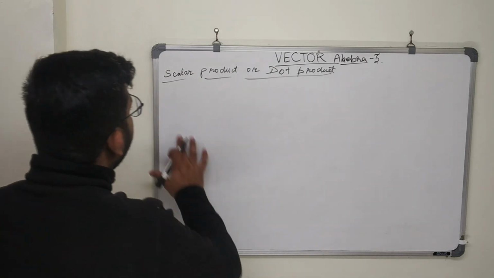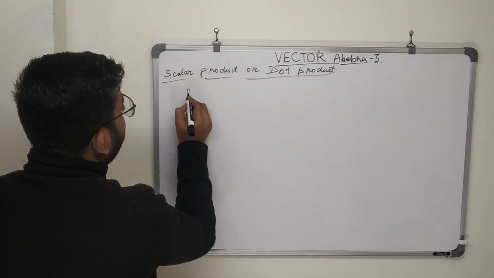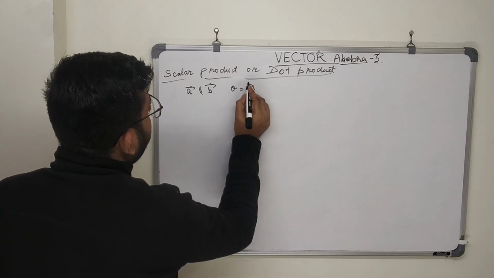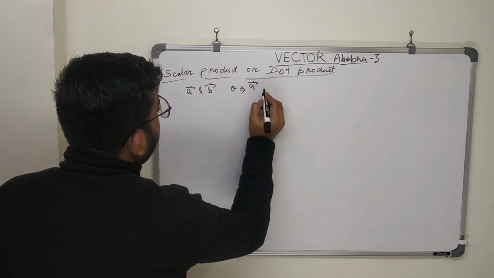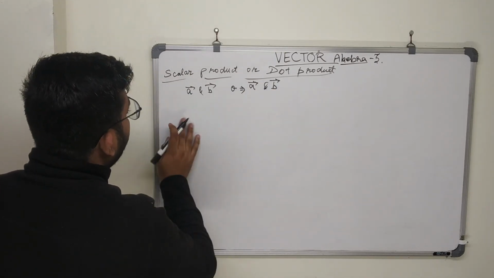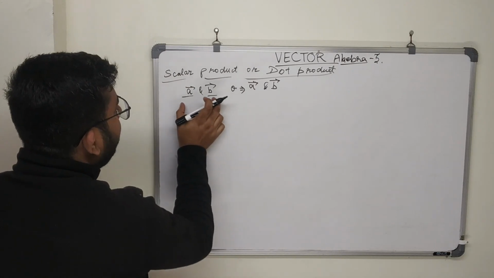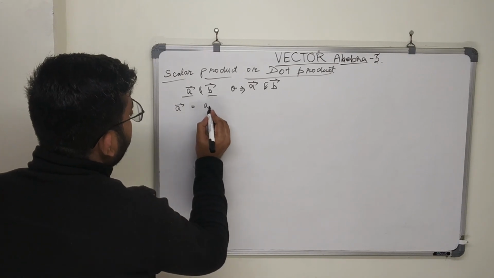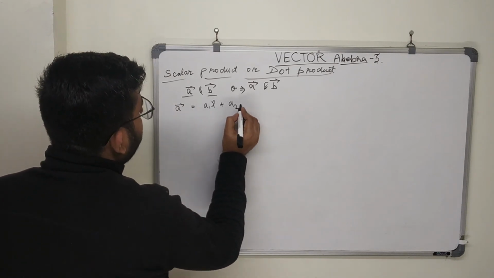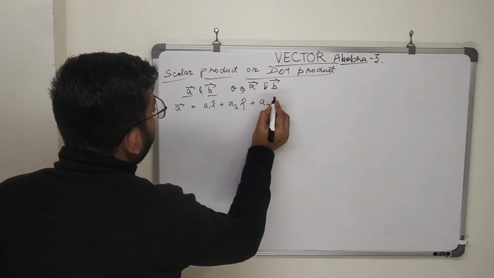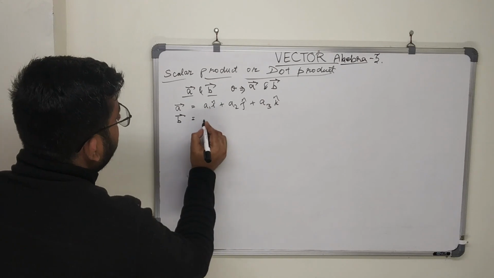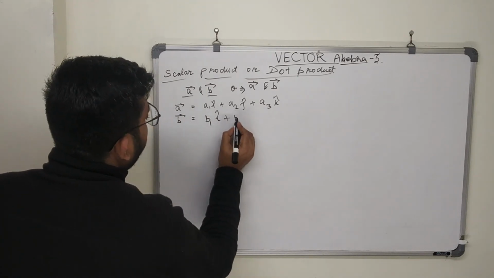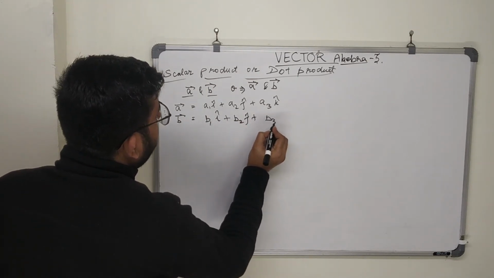Now, one more concept to see. Till now, we saw when vector A and vector B are given and there is an angle theta between vector A and vector B. But suppose A is given in the component form and B is also given in the component form, suppose that vector A is equal to A1 i cap plus A2 j cap plus A3 k cap, and vector B is given as B1 i cap plus B2 j cap plus B3 k cap.